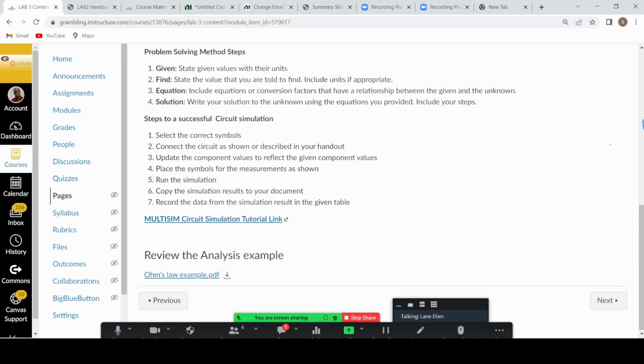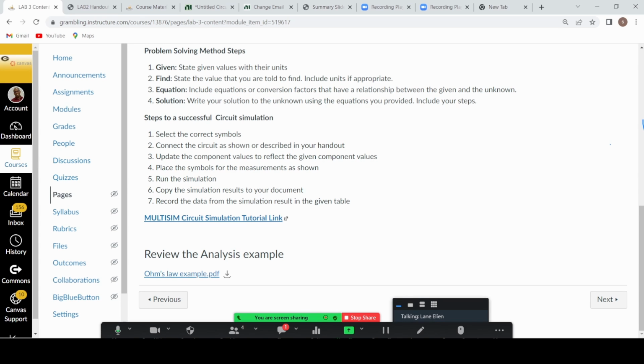Step 3, equation. Include the equation or conversion factors that have a relationship between the given and the unknown. So you're asked to find X. What is the relationship between what you are given and what you're asked to find? Most times that is a formula. Write all the formulas that pertain, right? Then number 4 is your solution, where you're going to write your solution to the unknown using the equations that you already identified. So you can see that solving the problem is about identifying the correct equation that will relate your input to your output.